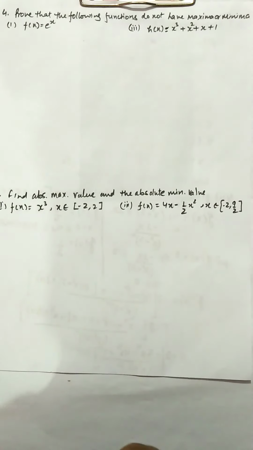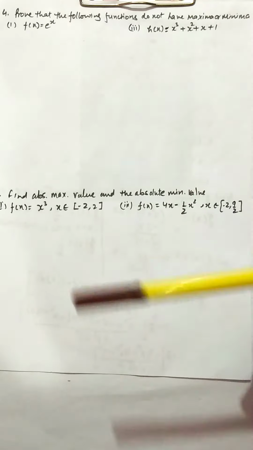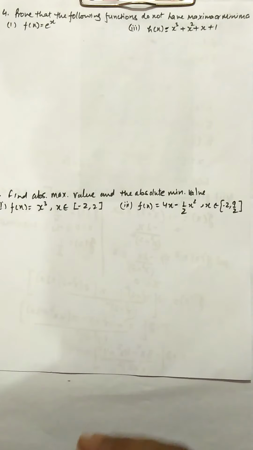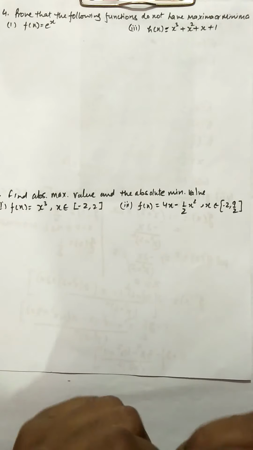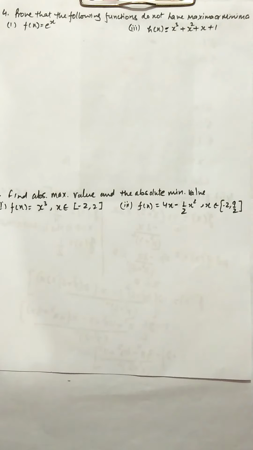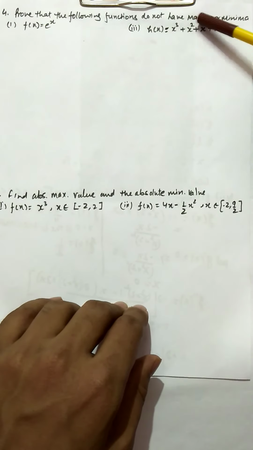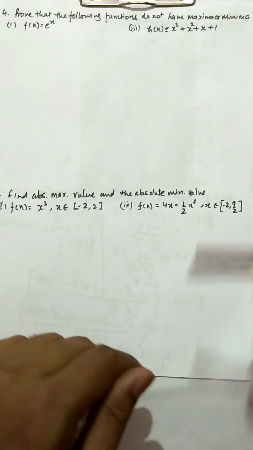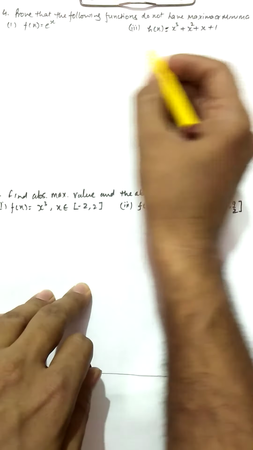Now we'll discuss question number 4, and they're saying prove that the following functions do not have maxima or minima. But I request you to see the graph of this function x cube plus x square plus x plus 1. You will find automatically there is no minimum value and there is no maximum value. The graph will be going to both ends, upper end and lower end, so you are not going to get the minima or the maxima. But we'll prove it.